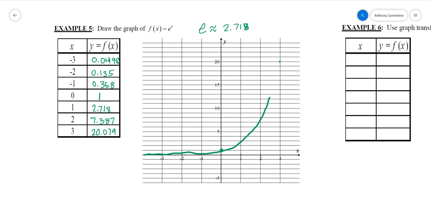Still looks like a growth function. It's just a different base, that's all. But if I use a table like this, I can come up with an approximate graph if I do some other powers of e.